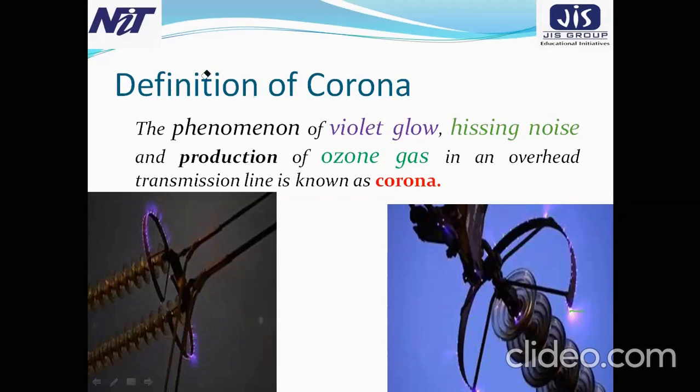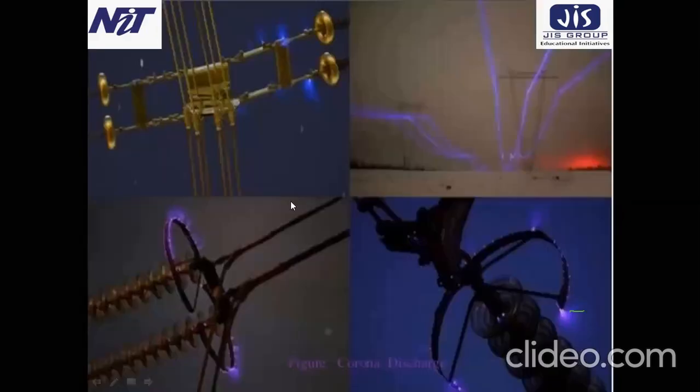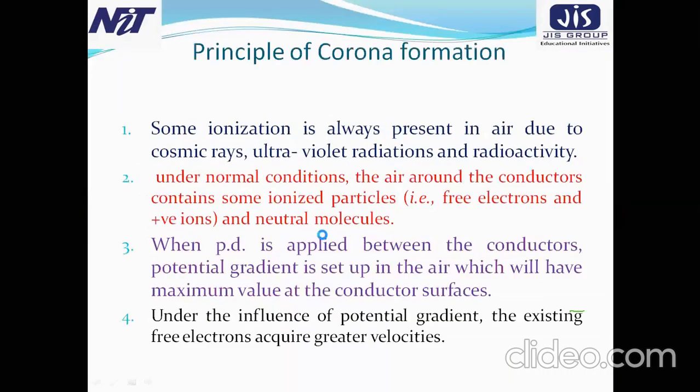Now let's talk about the second topic, that is the important one, the principle of corona formation. In the principle of corona formation, we have to cover a total of 8 points, to see how corona is formed on the overhead line. Let's talk about the first point.